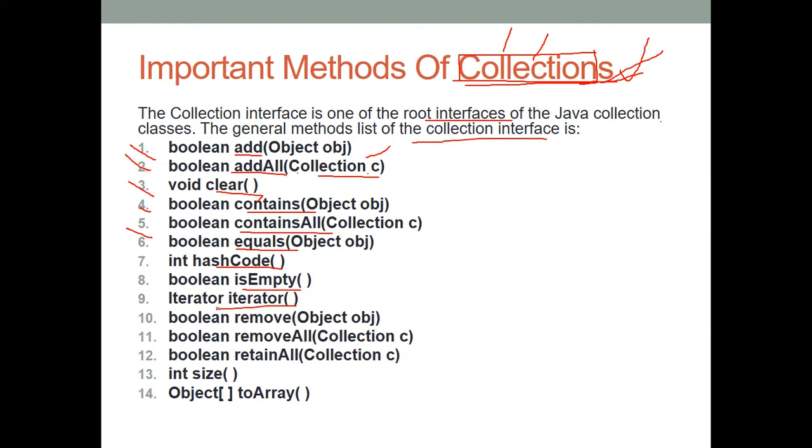Iterator is nothing but one of the interfaces. Through this we can iterate the collection. Remove, we can remove the object. RemoveAll, we can remove a collection of objects. RetainAll, you can retain something. Size, you can find the size. ToArray, we can convert any collection to an array. So like that, so many methods are available in this Collection interface. I am going to discuss every method one by one in the next video.